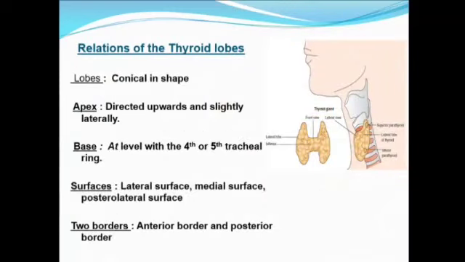Relations of thyroid lobes. In the diagram you can see the lobes, they are conical in shape, apex directed upward and slightly laterally, base at the level of the 4th or 5th tracheal ring. Surfaces: lateral surface, medial surface and posterolateral surface. Borders: two borders, anterior and posterior border.